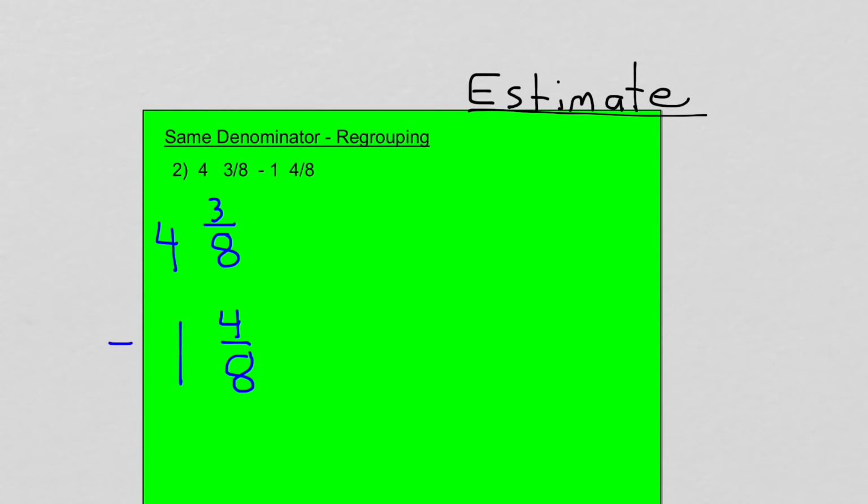And I'm going to say that 4 3/8 is a little less than 4 1/2, right? So I'm going to say that that rounds off to 4 1/2. And then actually 1 4/8 is exactly 1 1/2. So I'm going to say we're going to round that to 1 1/2. And then for your estimate, well, you get 4 minus 1 is 3. And 1/2 minus 1/2 just goes away. So our estimate is going to be about 3.